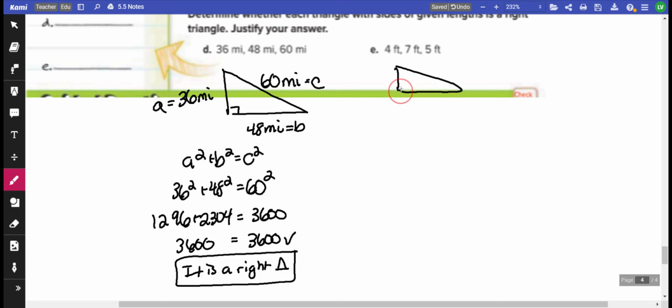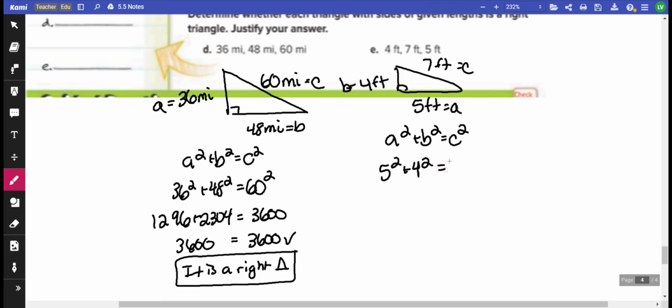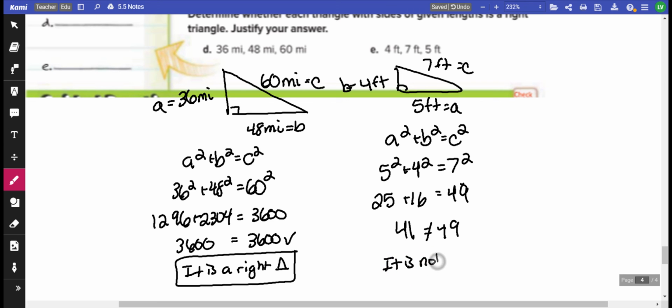For letter E, we have 7 feet, 5 feet, and 4 feet. 7 is my C because it's the longest side. 5 I'll make my A, and 4 I'll make B. A squared plus B squared equals C squared. So 5 squared plus 4 squared equals 7 squared. 25 plus 16 gives us 41. 7 squared is 49. 41 does not equal 49, so it is not a right triangle.